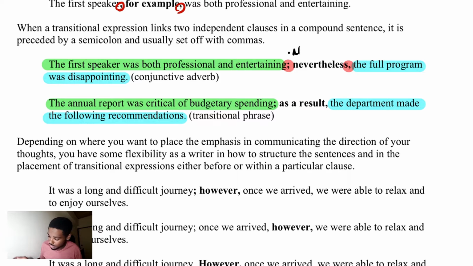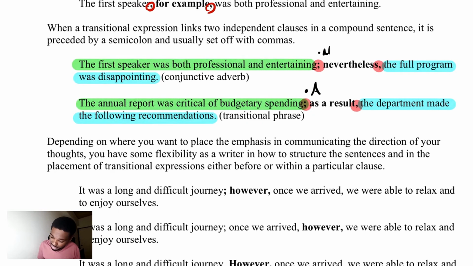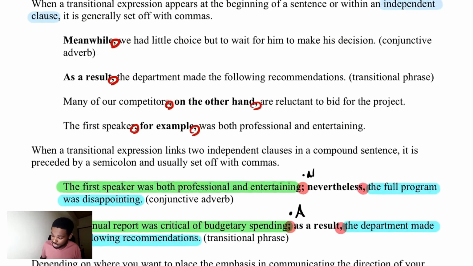So if you're going to throw in a transition in the middle, what you're going to need to do is put a semicolon, then a comma. Or if you wish, you could end the sentence here and then start the transition with a capital letter. So note the difference between linking two independent clauses and putting this within one single independent clause.